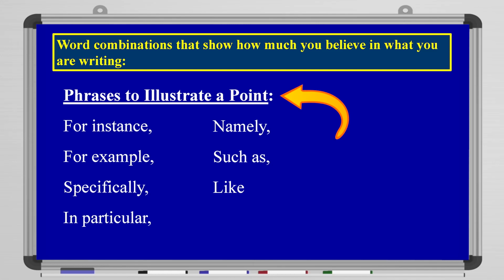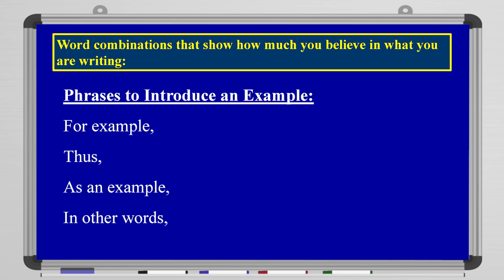If you ask me what good words I can use in this essay, I will say, if you have a point and you want to prove it, you may say, for instance, for example, specifically, in particular, namely, such as, and like. All these words will help you prove a point if you use them before mentioning your point. And if you want to introduce an example for the reader, you will say, for example, thus, as an example. In other words, if the reader reads those terms at the beginning, they will know that you are going to provide them with an example from real life.